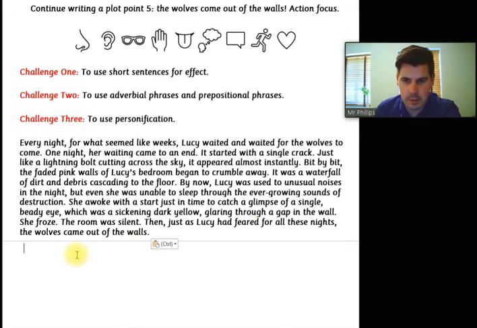Right. Well, I want lots of action in my next paragraph. I want this to be like the chase sequence, when the wolves are chasing the family around. So I'm going to start straight away with some action. Maybe I want Lucy to dash out of the bedroom and jump out of the bed.